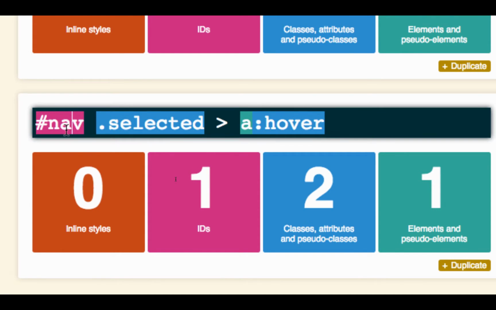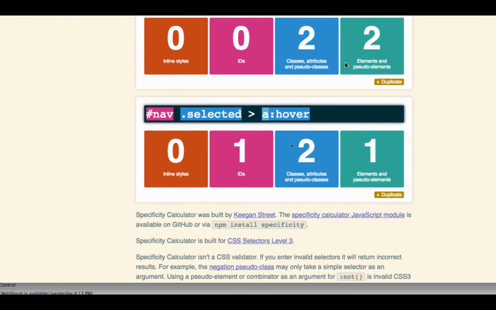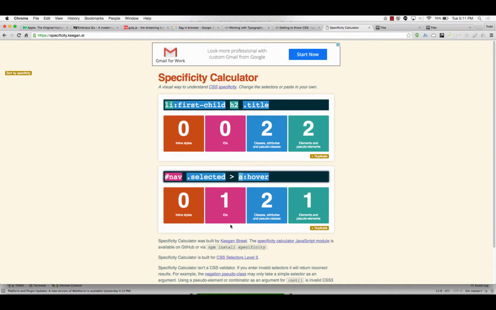Because we have one ID. So we got one ID here. And we have a class, which gives us a class. And we have a pseudo class. This is a pseudo class. And we have one element right here, the anchor. So that rule carries a weight of 121. And up here, this one's just 22. So if these are being applied to the same thing, this one would win.